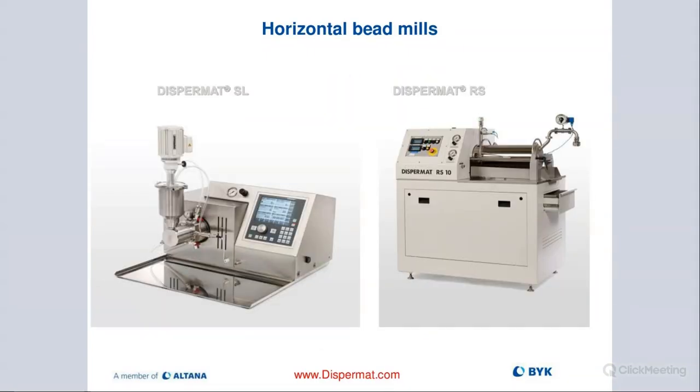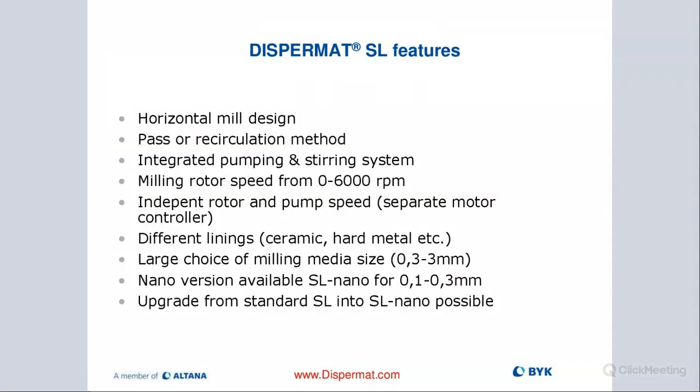Then we have, of course, the horizontal media mills. On the left, you can see our lab scale, the SL, and then we have the RS for production. We also offer nano versions that allow you to mill down to under 100 nanometers very effectively with our horizontal milling systems. There you can either do a pass or recirculation mode. They have an integrated pump and stirring system to actually help you put the material into your milling system.